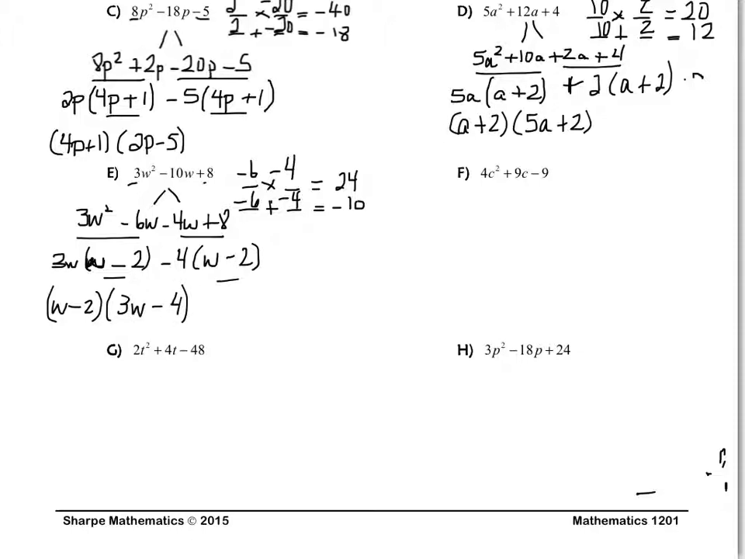Okay, so the next one, again, just a quick check, there's no GCF between all three terms, so you're looking for two numbers that multiply to give you negative 36, and add to give you positive 9. So that would be, again, one of the factors would have to be a negative, and I'm thinking that would be a 12 and negative 3.